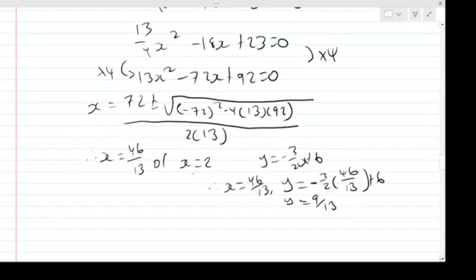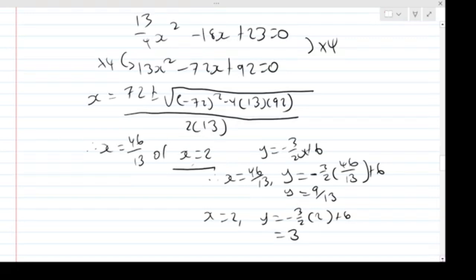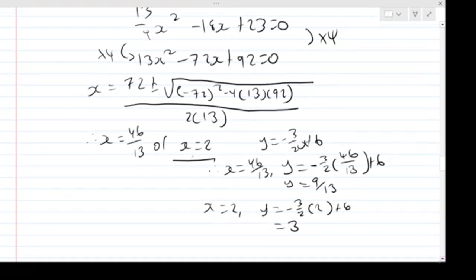And then alternatively, if x is 2, then y is going to be minus 3 halves of 2 plus 6, which would get me 3. Okay, cool. So overall I've got these two coordinates. So B could either be the point (x, y) where x is 46 over 13, then the corresponding y is 9 over 13.